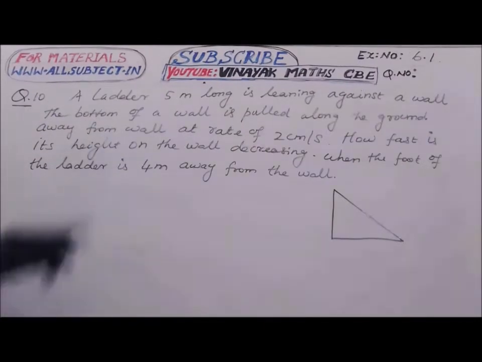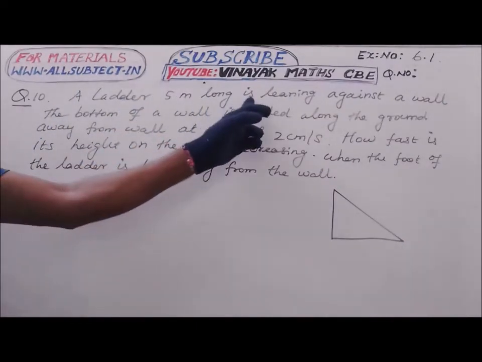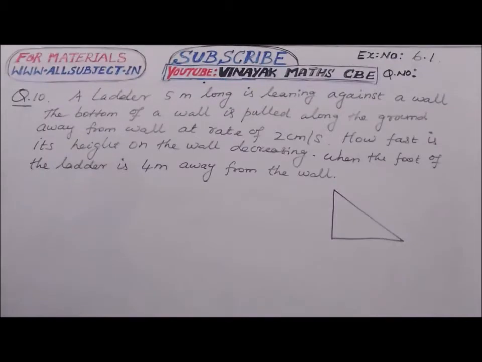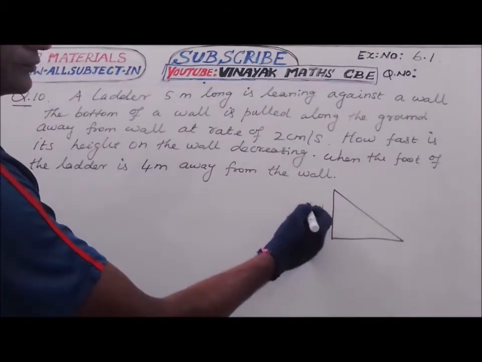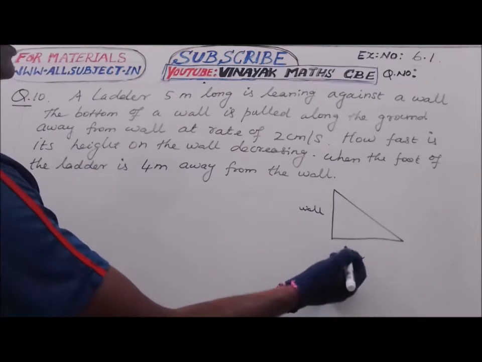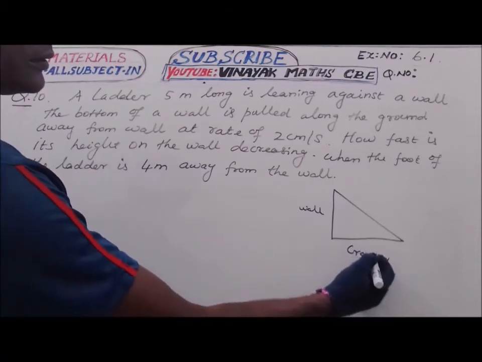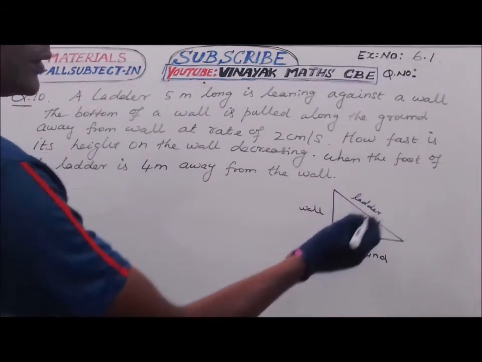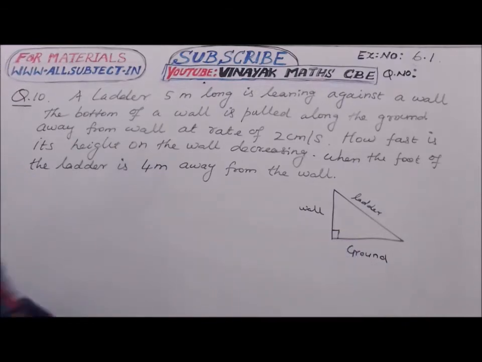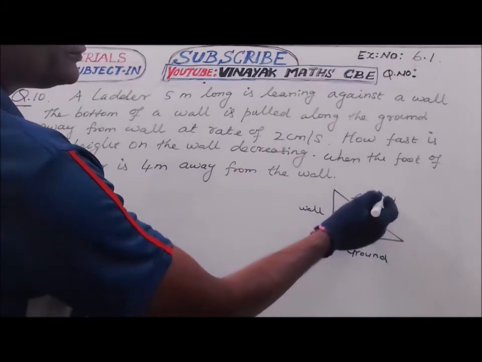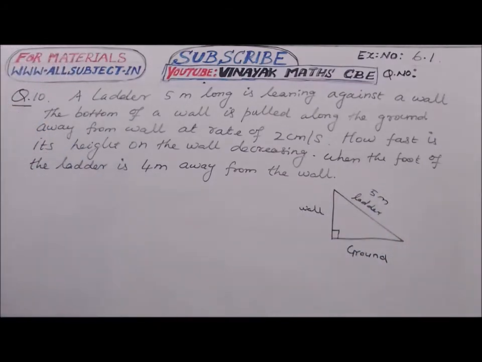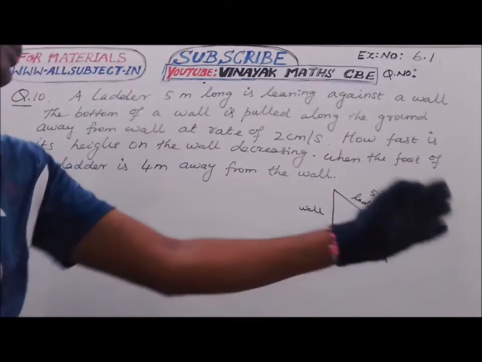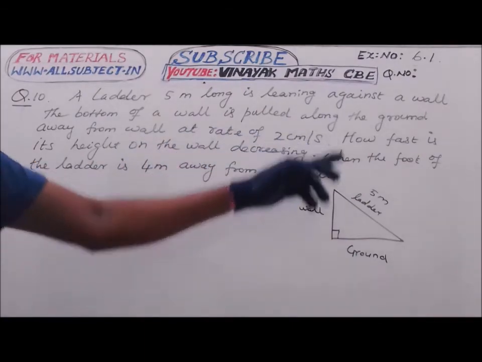Question number 10. A ladder 5 meter long is leaning against a wall. This is the wall and this is the ground. This is the ladder. Always ground and wall are at 90 degrees. The ladder length is 5 meter. It is a fixed constant length. It is pulled along the ground away from the wall at a rate of 2 centimeter per second.